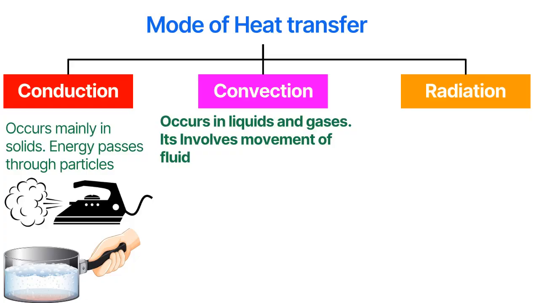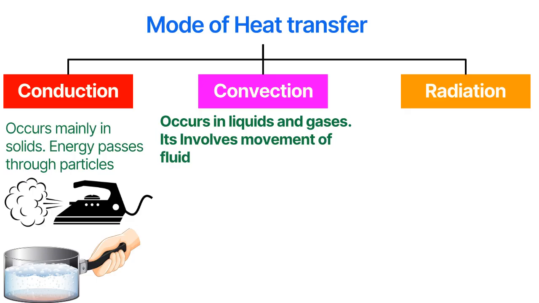Next, we move from solids to fluids, which include liquids and gases. This method of heat transfer is called convection. Unlike conduction, convection involves the movement of the fluid itself. Exam tip: never say convection happens in solids. That is a common exam mistake.